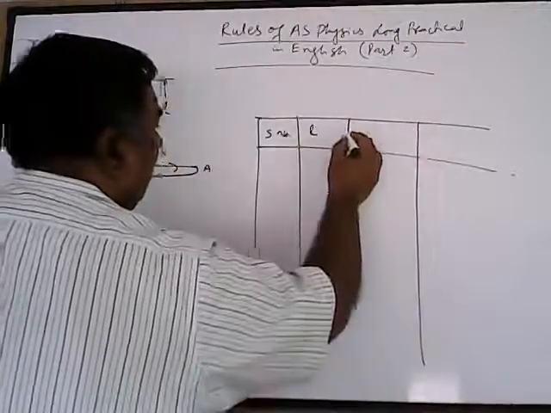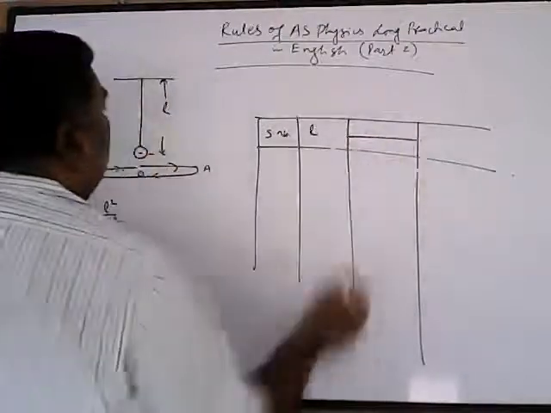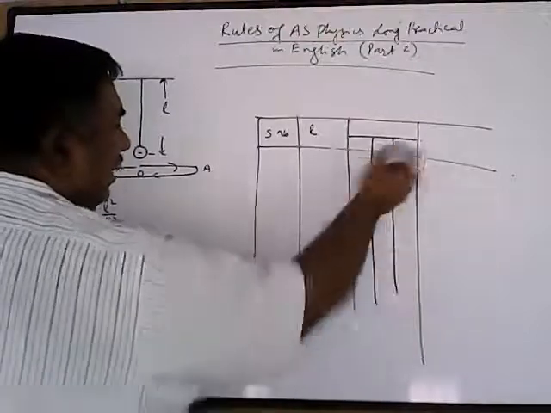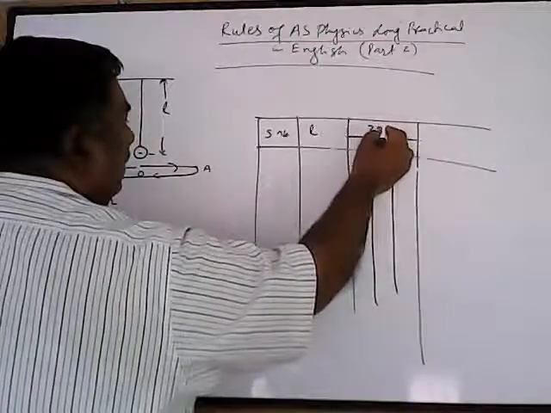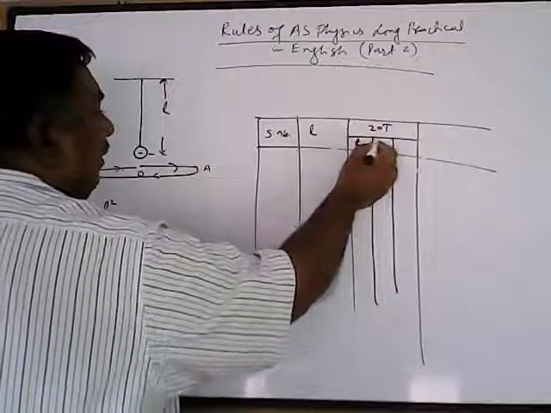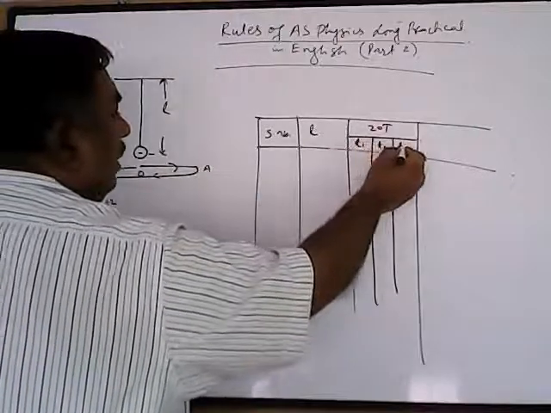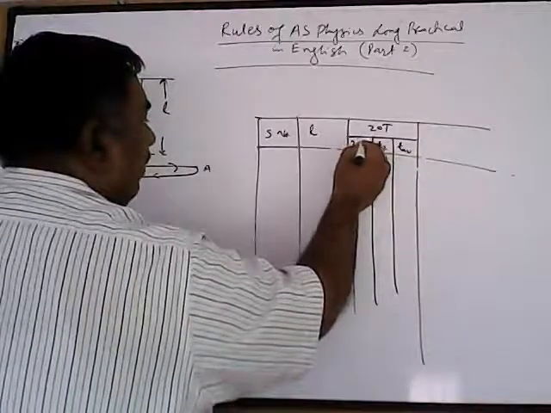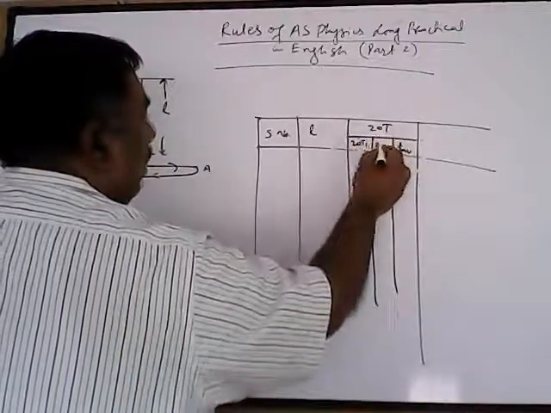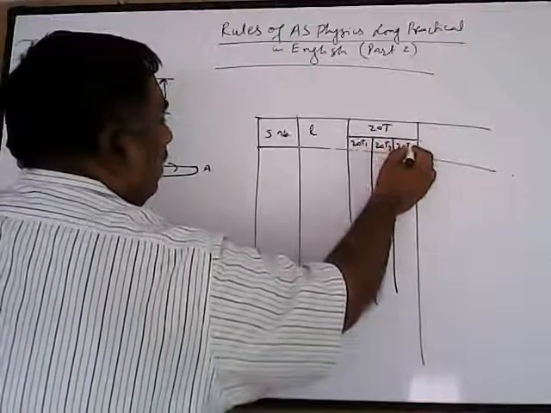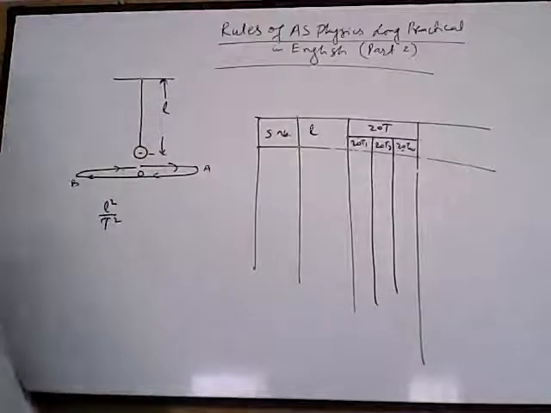Now the reading of the dependent variable is always repeated, so here I will have 3 subcolumns: first reading, second reading, average. This is 20t. 20t means time for 20 oscillations. I will write here T1, T2 and this is the T average. Or if you wish, you can write here 20T1, 20T2 and this is the 20T average. You can write it this way also.